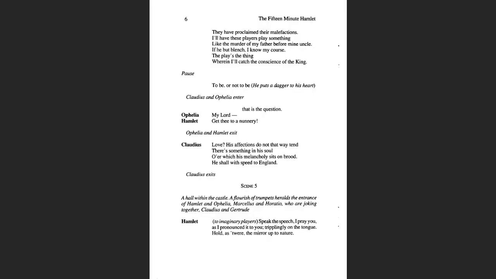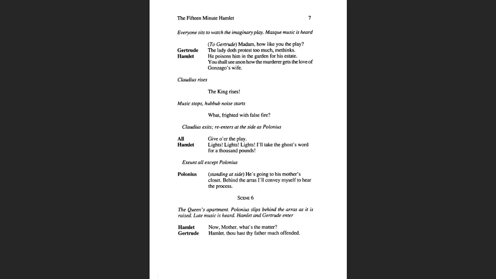Love? His affections do not that way tend. There's something in his soul o'er which his melancholy sits on brood. He shall with speed to England. Claudius exits. A hall within the castle. A flourish of trumpets heralds the entrance of Hamlet and Ophelia, Marcellus and Horatio, who are joking together, Claudius and Gertrude. Speak the speech, I pray you, as I pronounced it to you, triplingly on the tongue. Hold, as 'twere, the mirror up to nature.